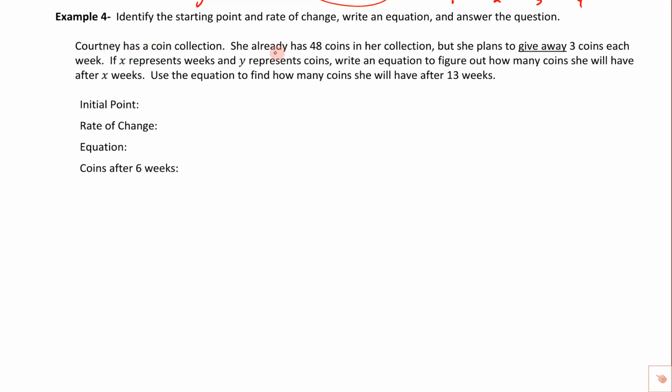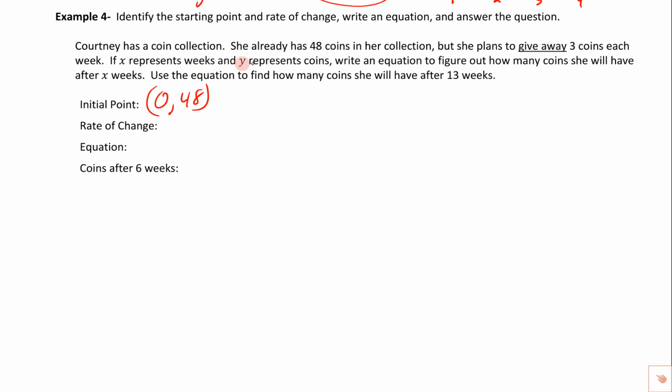So here's the situation, here's the context. Courtney has a coin collection. She already has 48 coins in her collection. Now if you stop and think about that right there, that's what she's starting with. So let's say that's her starting value. Okay, her starting value is 48 coins. She plans to give away 3 coins every single week. So every single week she's going to give away 3 coins. Think about what that is, 3 coins per week. We'll come back to that in just a second.